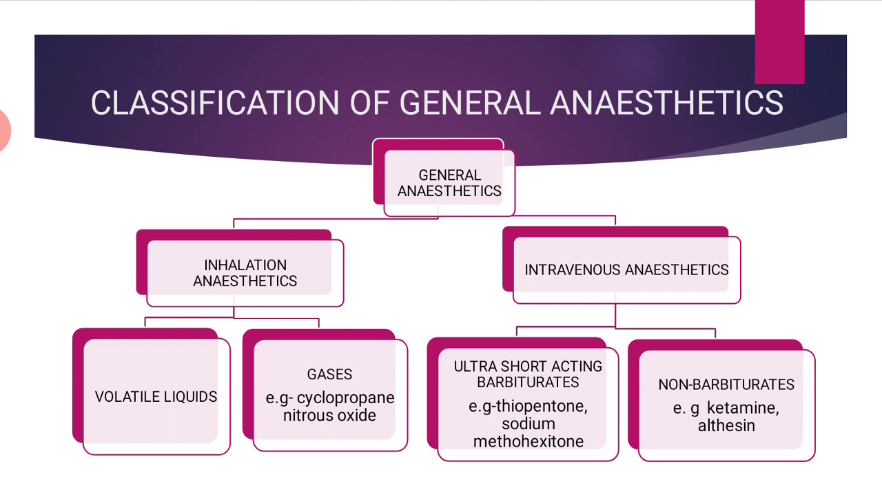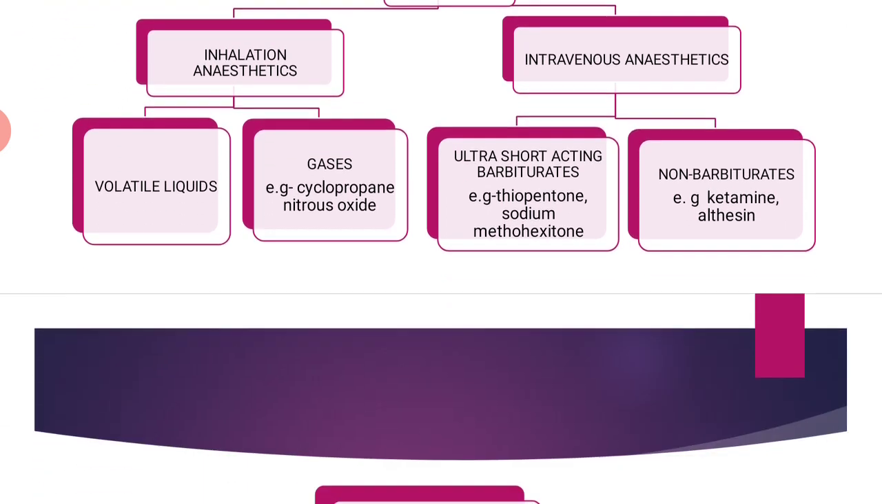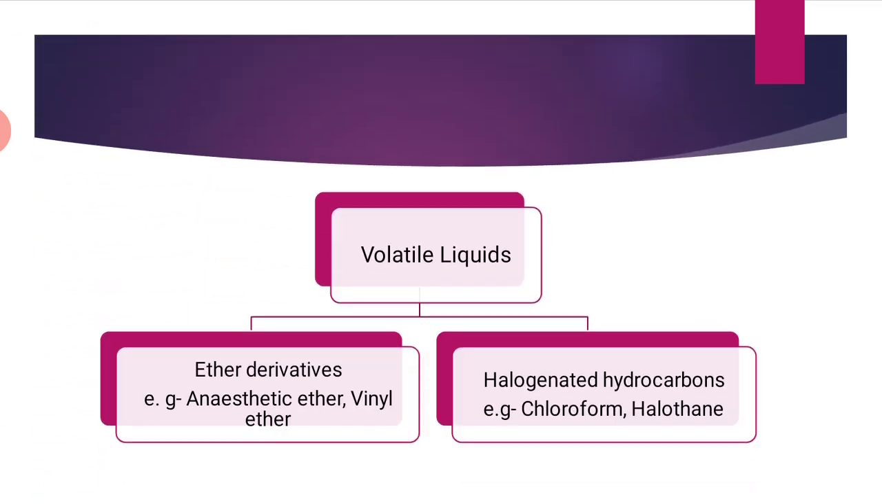Then these volatile liquids are again divided into two types. They are the ether derivatives and halogenated hydrocarbons. The examples of ether derivatives are anesthetic ether and vinyl ether. And the examples of halogenated hydrocarbons are chloroform and halothane. So this is the classification of general anesthetics.